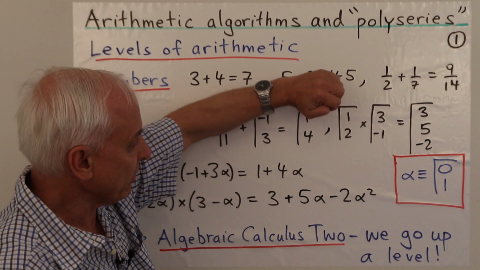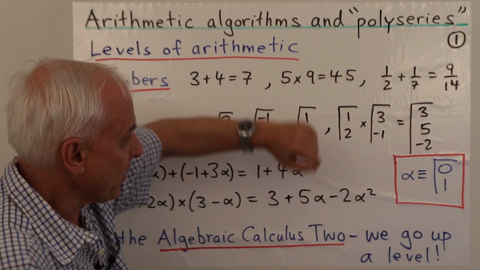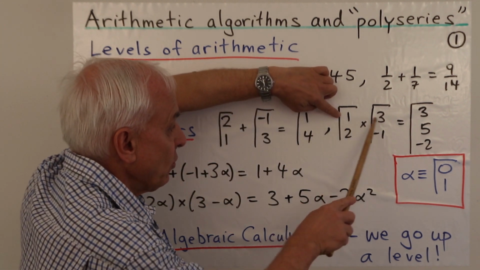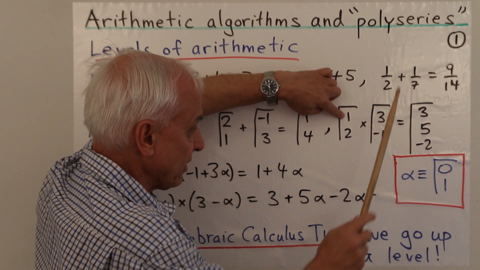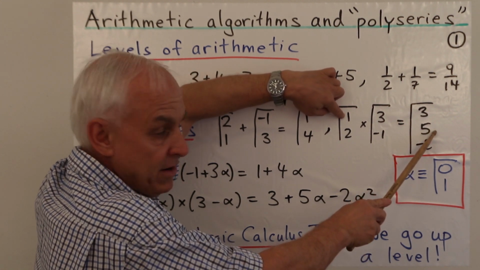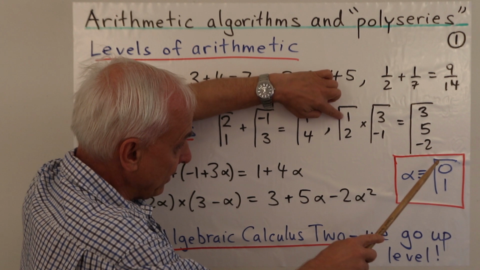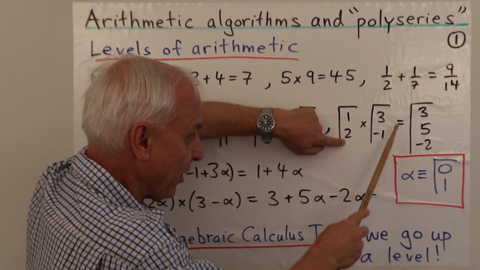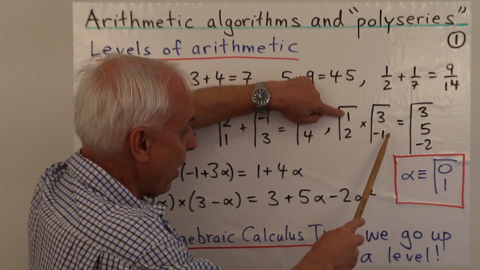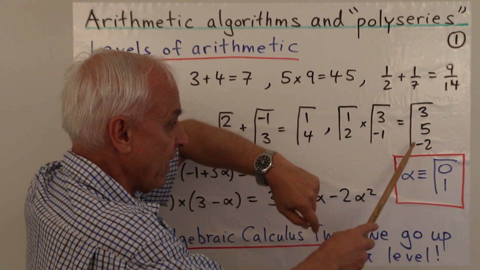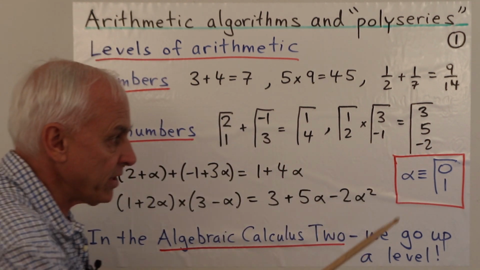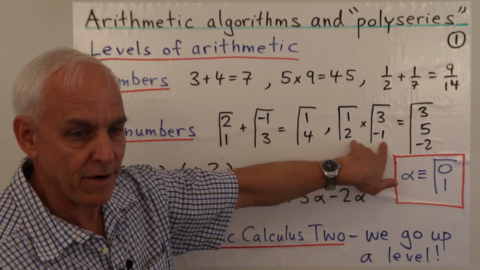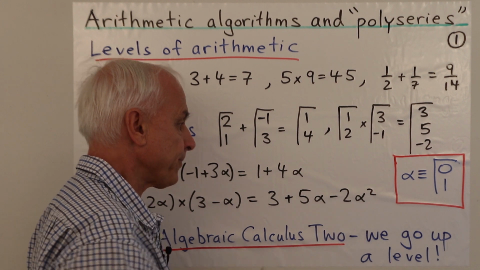So 1, 2 times 3, minus 1. How do we get 3, 5, minus 2? Well, the top entry, the level 0, is the product of the two level 0 entries: 1 times 3 is 3. The level 1 entry, the 5, is obtained from taking the level 0 times the level 1 here, and adding the level 1 here times the level 0 here. So 1 times minus 1 plus 2 times 3, that's a total of 5. And there's an additional one at level 2, which is obtained from the product of the two level 1 terms, 2 times minus 1.